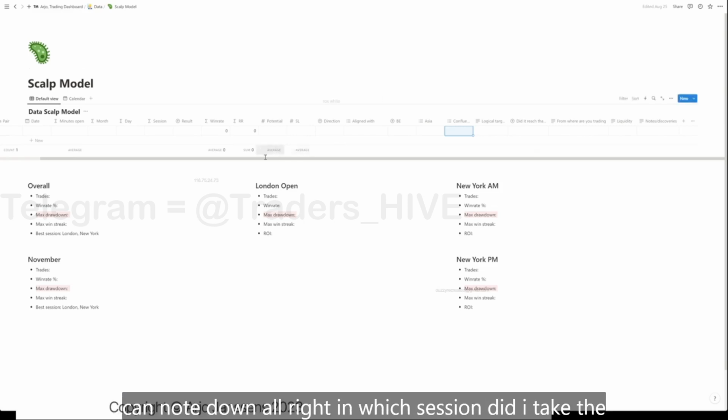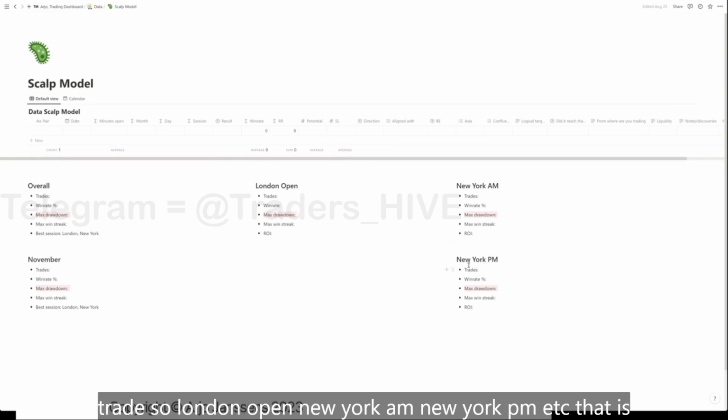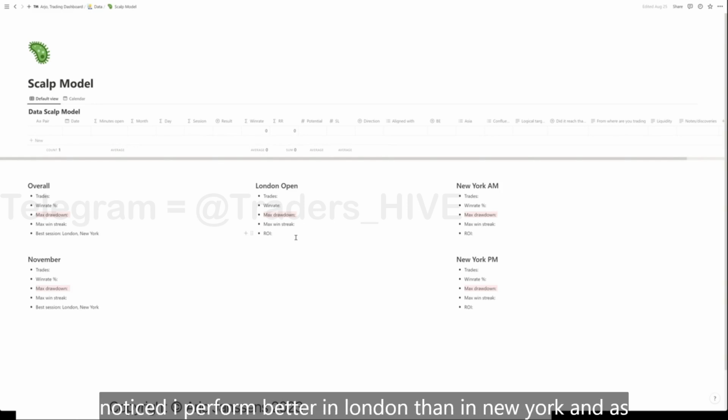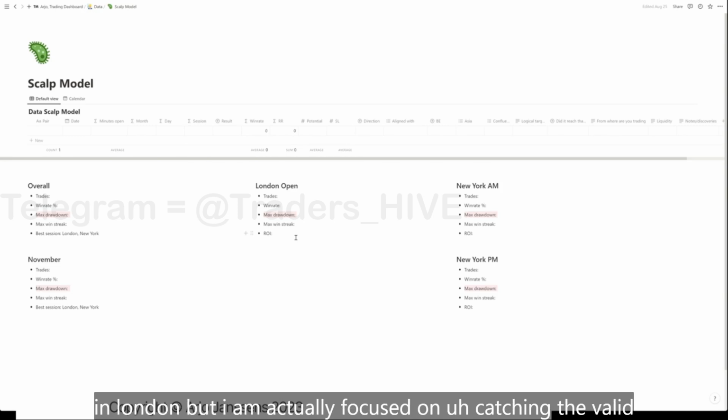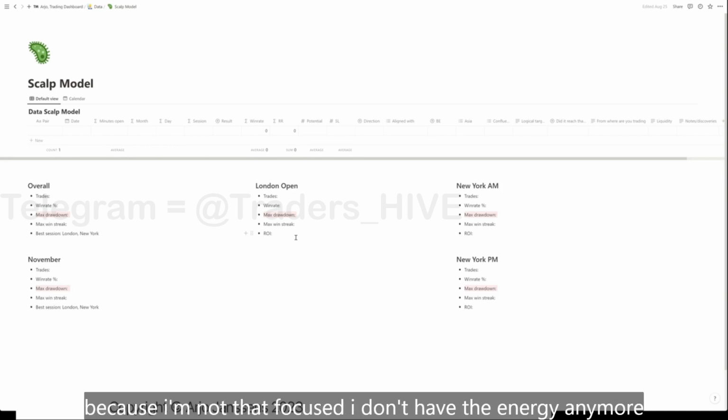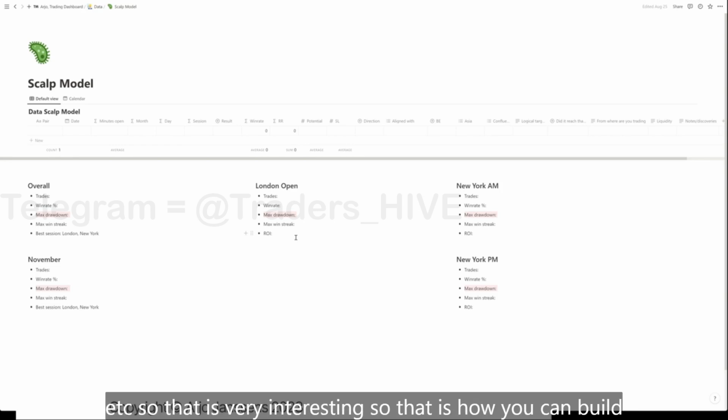And then you can also note down in which session you took the trade: London Open, New York AM, New York PM, etc. That is very important to note down, because from my data, I noticed I perform better in London than in New York. I also take more losses in London, but that is because I don't take a lot of trades in New York, as I tend to miss those trades, which is very funny. So I take more losses in London, but I am actually focused on catching the valid trades there. Whereas in New York, I might miss it because I'm not that focused. I don't have the energy anymore, etc. That is very interesting, and that is how you can build onto that.